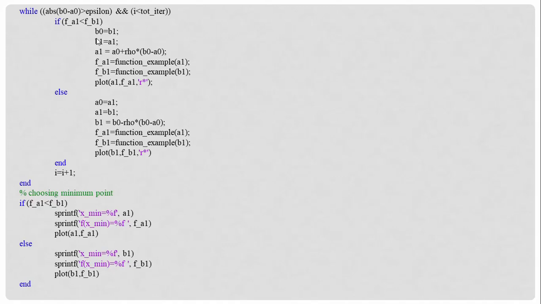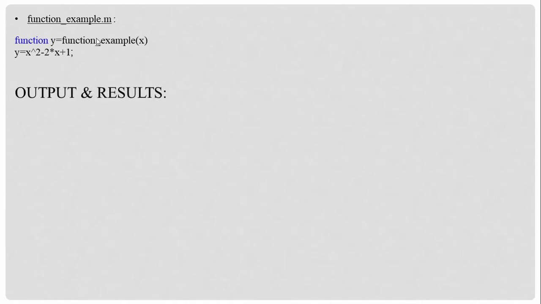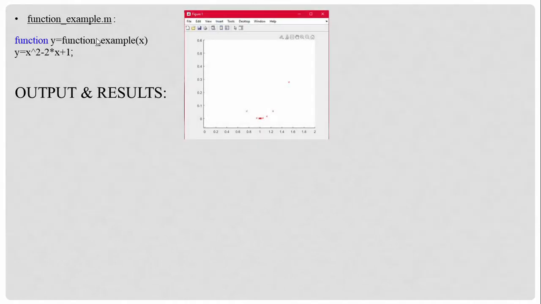So that's the plotting. I took this example, x squared minus 2x plus 1, which is nothing but (x minus 1) whole squared. It's a simple example: we will get the minimum at x equals 1, and the minimum value is 0. Okay, so let's check the graph output and results.